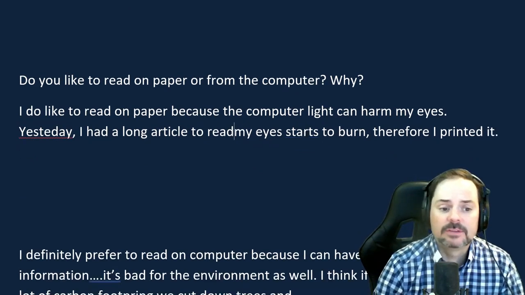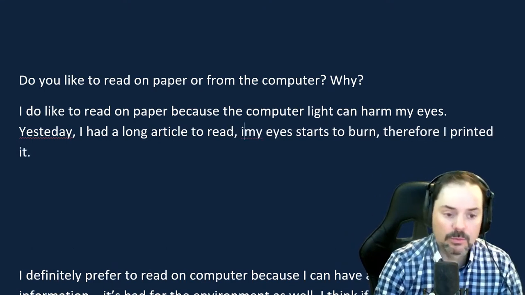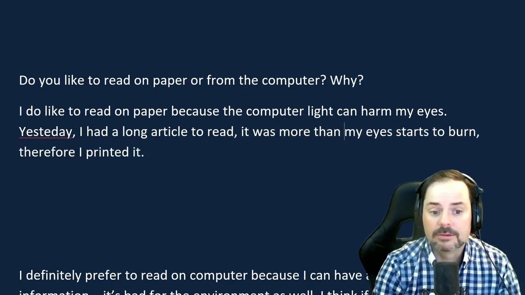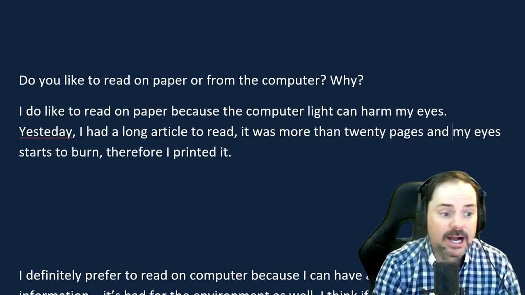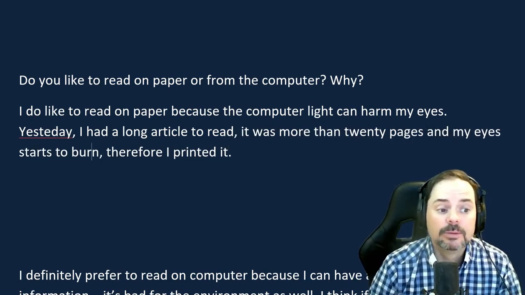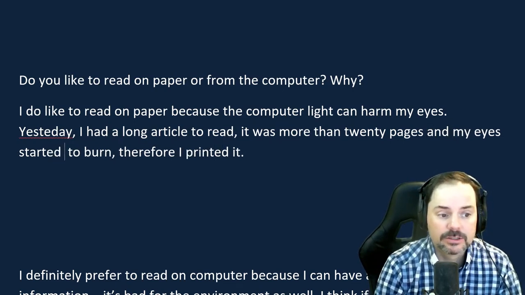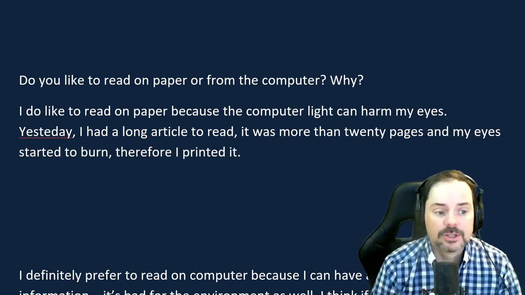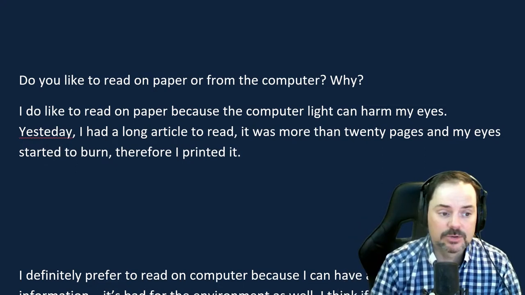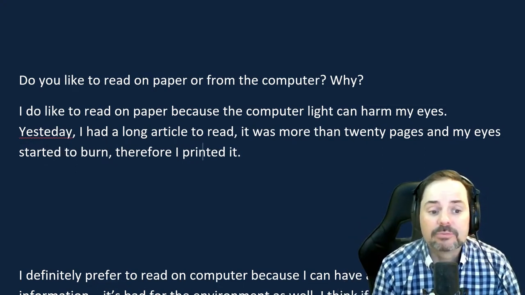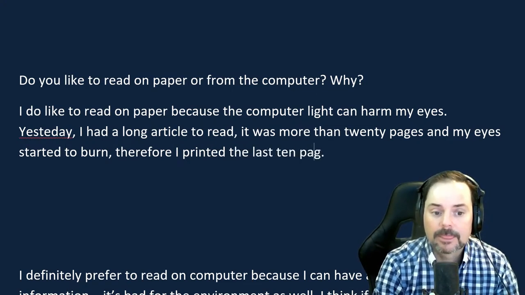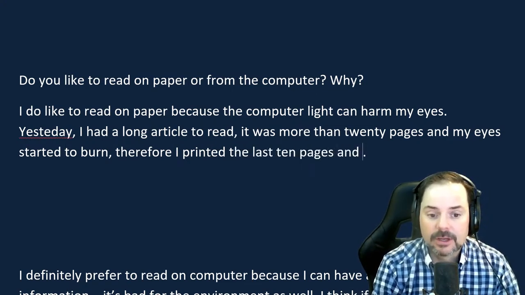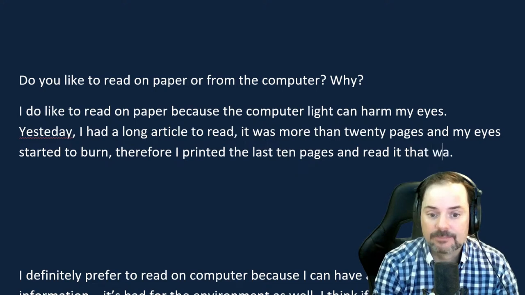Remember your quantitative language, okay? It was more than 20 pages. And my eyes started to burn, okay? Started to burn, not starts to burn, because it's in the past, right? Started to burn. Therefore, I printed the last 10 pages and read it that way.